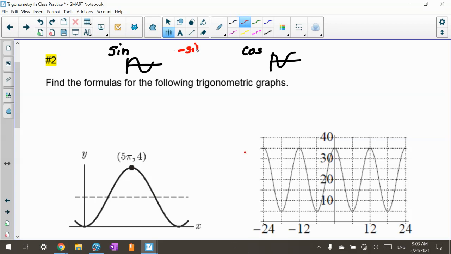So if I have a negative sign, it's been reflected over the x-axis. So I'm still going to start at midline, but I'm going to come down and then up. And the negative cosine curve, again, is reflected over the x-axis. So instead of starting high, it's going to start low and come down like this. Okay, so basically you have two choices, but really four.